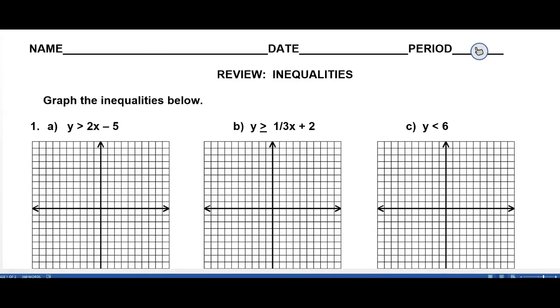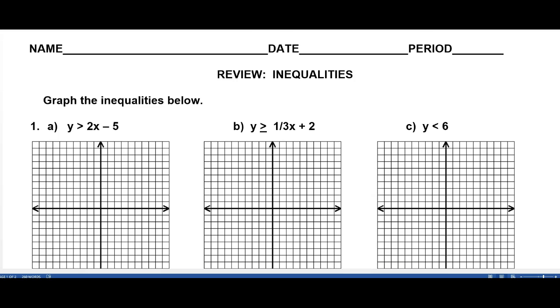All right, inequalities review. We're graphing, solving, translating inequalities. Got our test tomorrow over this. So let's get started with number 1. We have A, B, C, 3 different inequalities we have to graph.